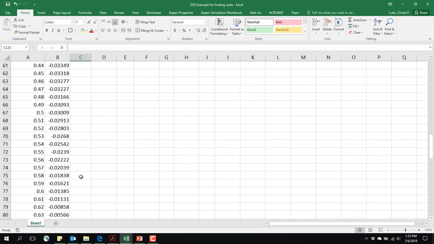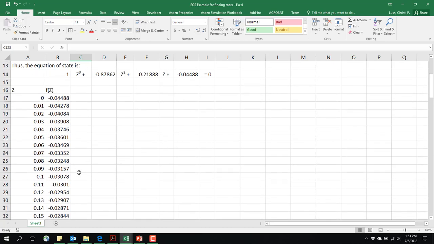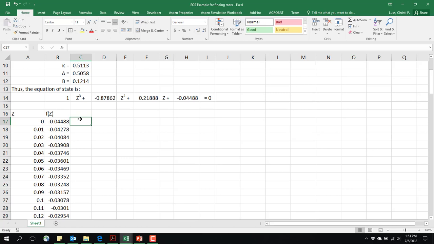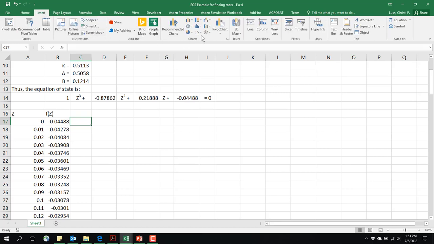And as I scroll through here, I see sometimes it's positive, sometimes it's negative. So to go from negative to positive, it must have crossed 0 someplace. So I do have my answer trapped. And let's look at this. So we're going to insert a graph.